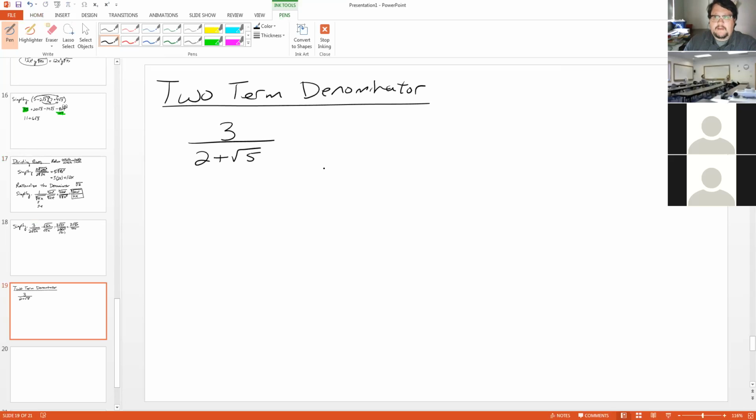And again, I don't like roots on the bottom. I can have roots on top, but not roots on the bottom. How do I fix that? Well, I can't just multiply top and bottom by root 5. That would be the instinctual way, because that's how we did it before.